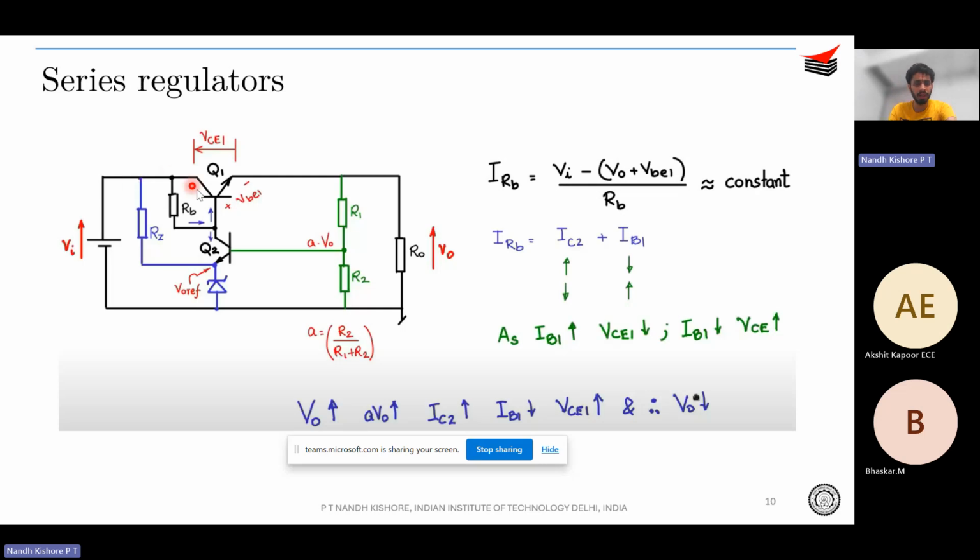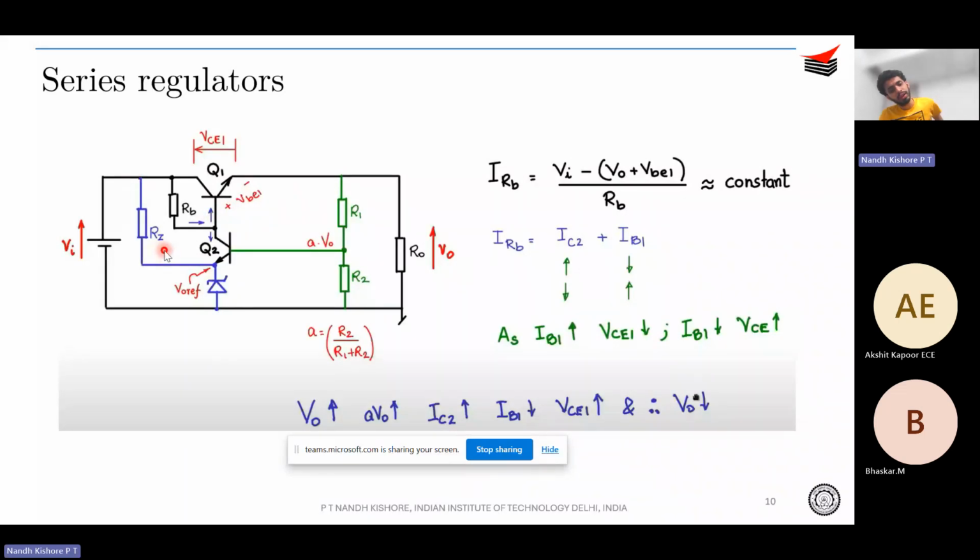Okay. So you have Q1, which is kind of your power BJT, right? And you control the drop across Q1, that is VCE1. Okay. So based on my V naught, I need to control VCE1. That is, if you want your V naught to decrease, then VCE1 should increase. So there is a greater drop across VCE1, therefore V naught decreases, or vice versa. If you want your V naught to increase, then the drop across VCE1 needs to decrease. So to control this, you will control the base current of Q1, right?